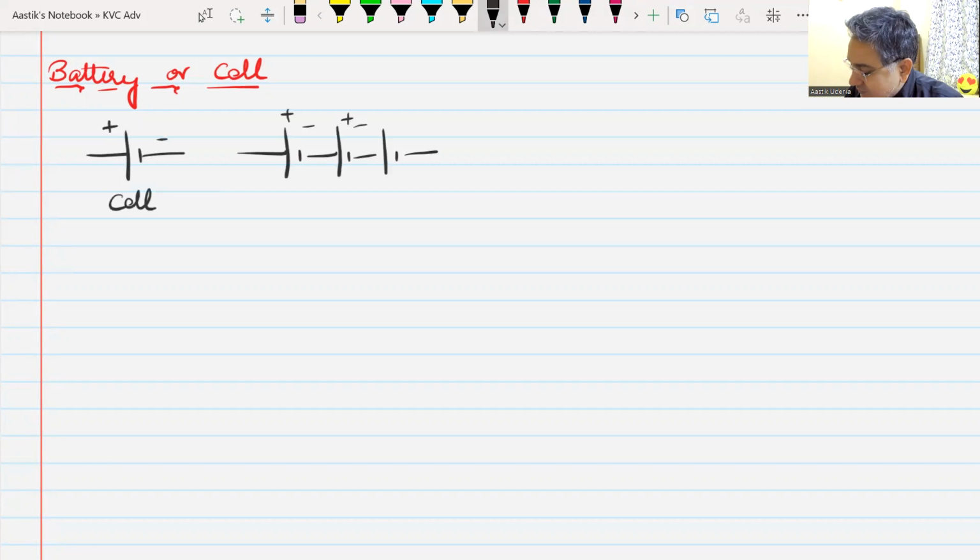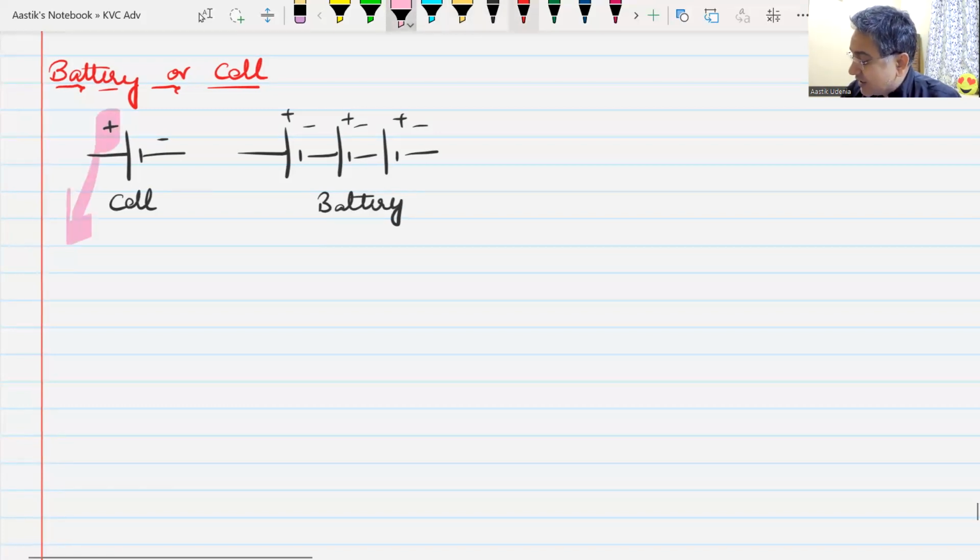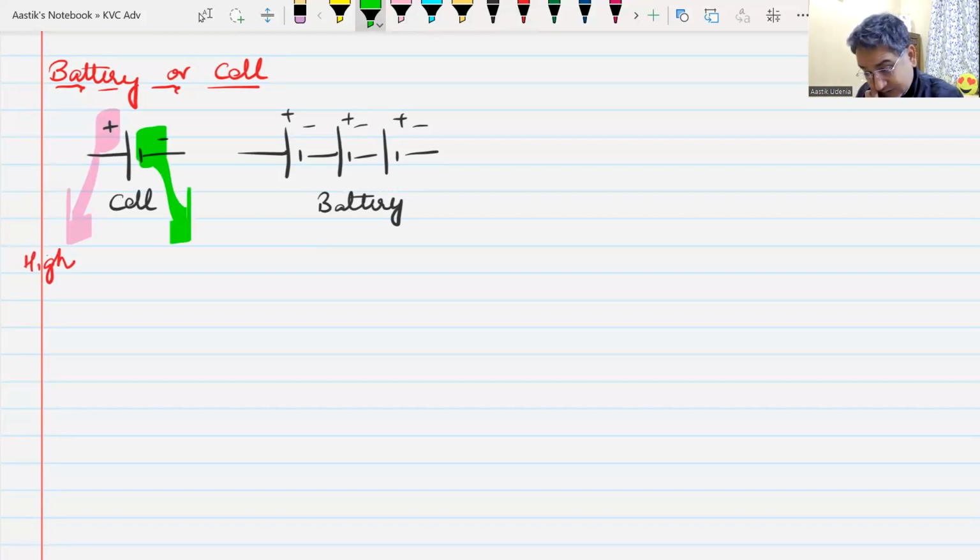Everyone understands this? Yes, sir. Every battery or cell has a positive terminal. Every battery or cell has a negative terminal. The positive terminal is the terminal which is at higher potential. Yes or no? Yes, sir. And the negative terminal is a terminal of lower potential. Yes or no? Yes, sir.